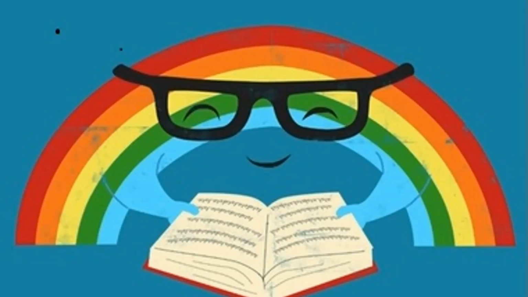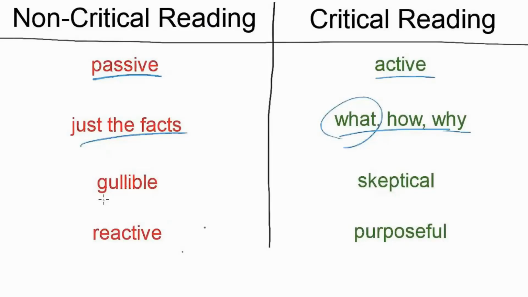We don't normally read critically. If you pick up the campus newspaper or a magazine while you're waiting for them to put tires on your car or something like that, you're going to be doing a non-critical reading. You're going to be reading passively. You're going to be looking at facts. You're going to be trusting a little bit. It's not going to ask you to be active in processing the information. It will be more about reacting to the stuff they give you.